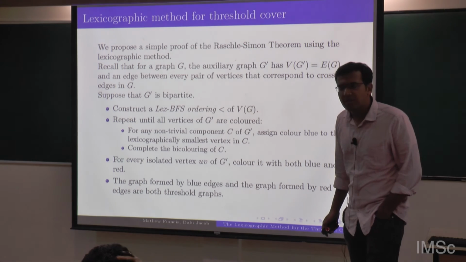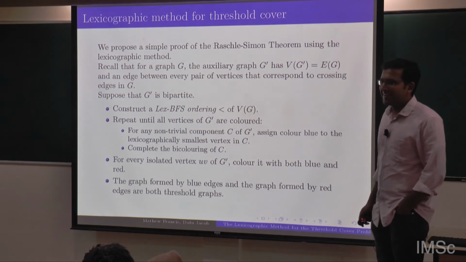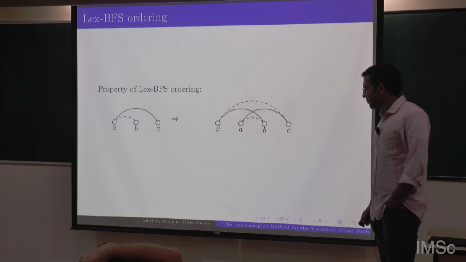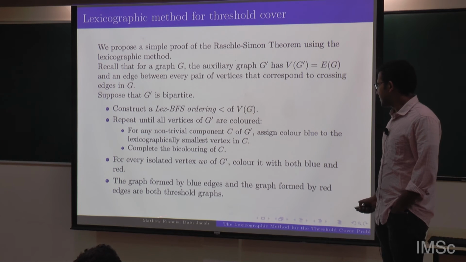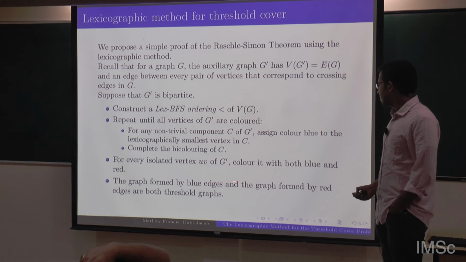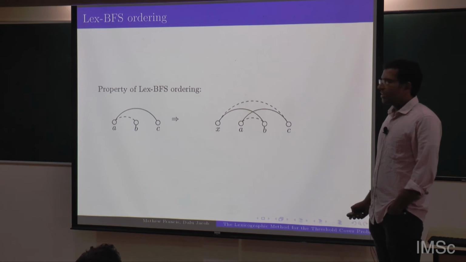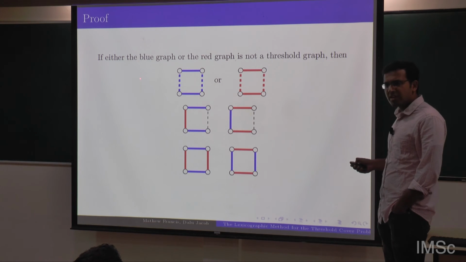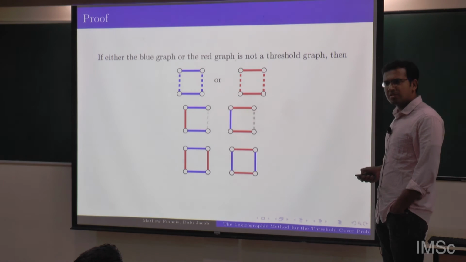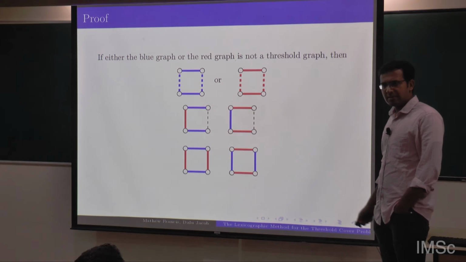Now we have some time, so I'll try to give the proof. I told you that it's a simple proof, so I'll try to convince you. What I'm saying is that once you do this, the blue edges and the red edges both give threshold graphs. Suppose not. Then either the blue graph is not threshold, which means it has two crossing edges, or the red graph is not a threshold graph, so it has two crossing edges.